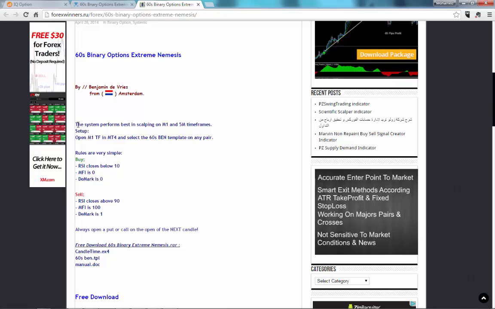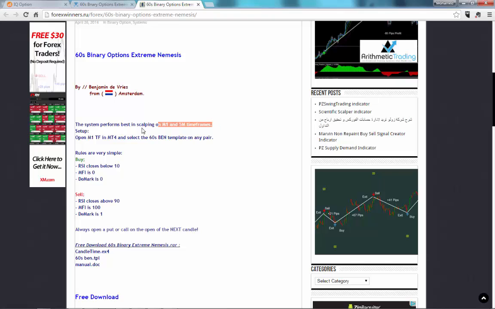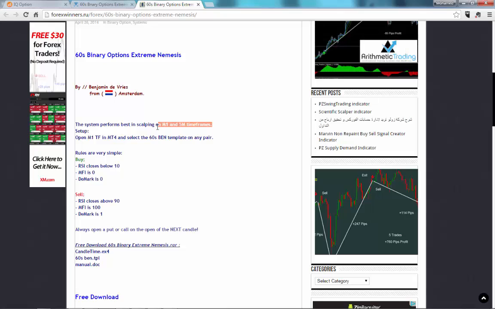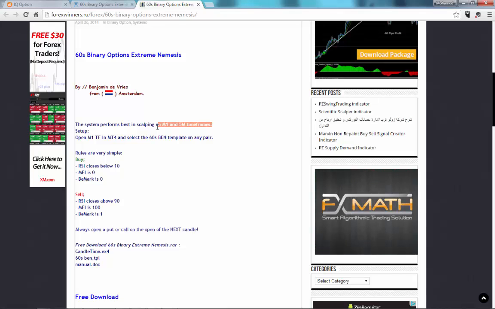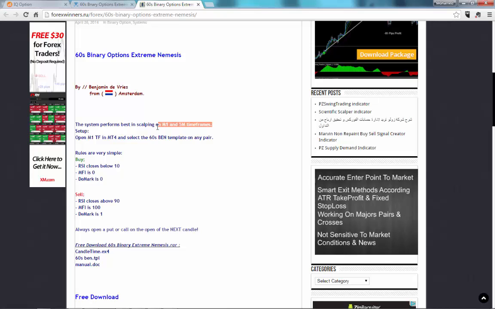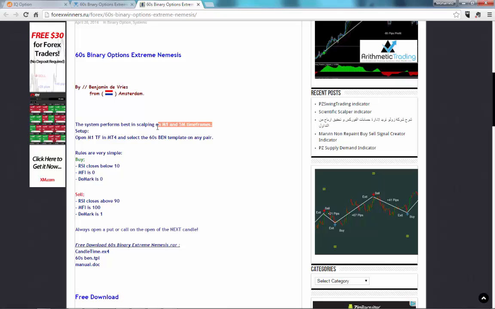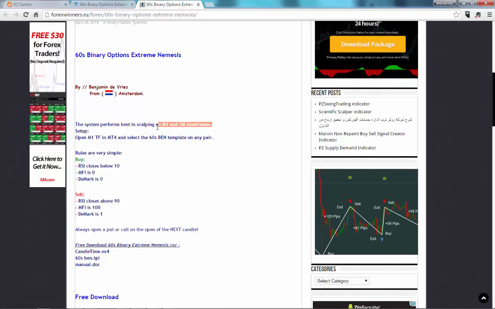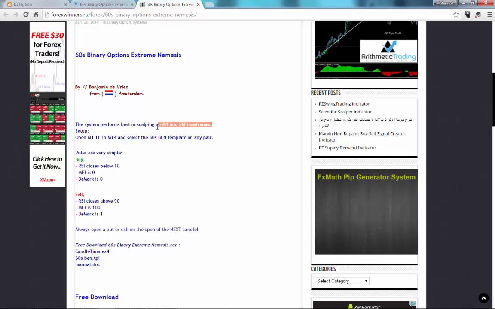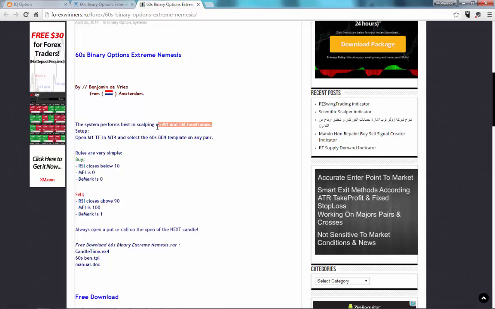It just works with, as it says, the 1 minute and 5 minute time frames. I did try it on 15, but you're going to be waiting a pretty long time for the indicators to go to the extreme levels that they are at right now. So my recommendation is 1 minute and 5 minutes. You can go higher if you want to, it's up to you, but I don't really recommend it because you're going to be waiting so long for the indicators to go into the extreme levels, hence the extreme name.